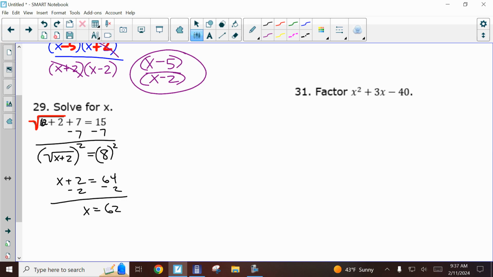And a quick check. 62 plus 2 is 64. Square root of 64 is 8. 8 plus 7 is 15. So that checks out.